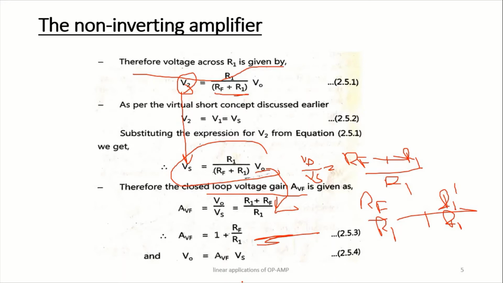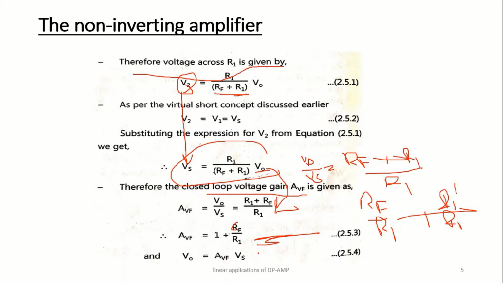The closed loop gain is always greater than unity. The AVF is adjustable and its value can be adjusted by varying the value of RF and R1. By changing the value of RF and R1, we can change the gain of the amplifier and get a suitable output. Generally, a variable resistor is used in place of RF to adjust the closed loop gain to its desired value.